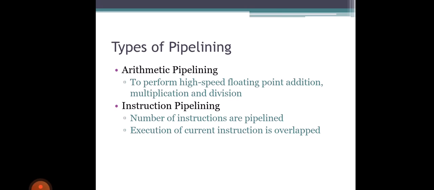Second one, instruction pipelining. In instruction pipelining, a number of instructions are pipelined and the execution of the current instruction is overlapped by the execution of the subsequent instruction. It is called instruction look ahead.